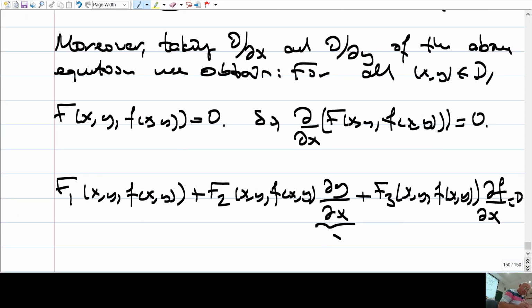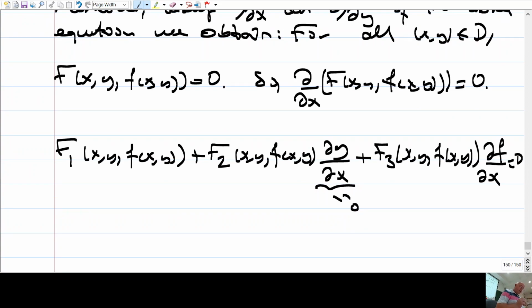However, this is 0 also. Why is that? Because x and y are independent variables, right? Since they are independent, the derivative of one of them with respect to the other one is zero. Yani y'nin x'ten haberi yok ki, değil mi? X değişirse değişsin, y sabit. O yüzden bu sıfır.